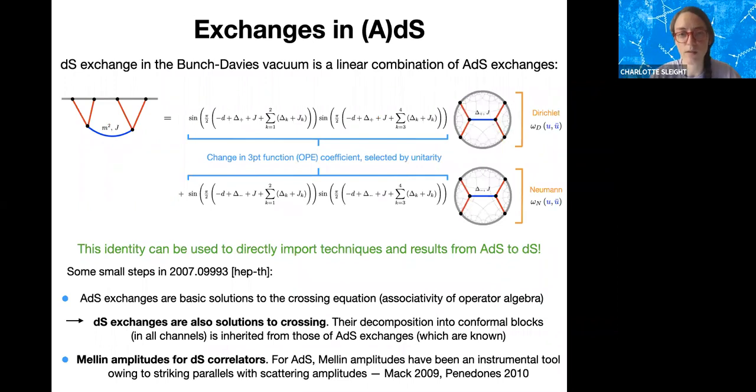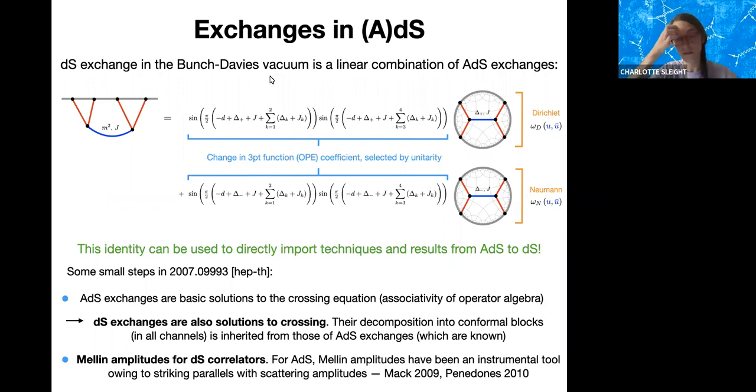So notice that this product of sine factors multiplying each AdS exchange are precisely the sine factors that would convert the three-point contact diagrams that constitute the exchange in AdS to their de Sitter counterparts. So the appearance of these sine factors precisely accommodates the change in three-point function coefficient, or OPE coefficient, as you move from AdS to de Sitter. And just like at the three-point level, you can regard the appearance of this product of sine factors as being selected by perturbative unitarity.